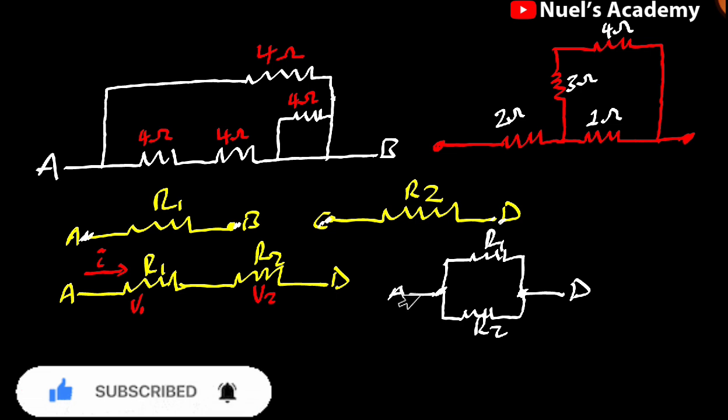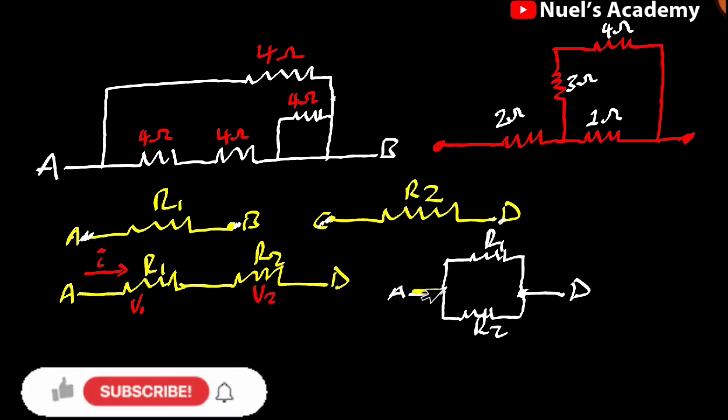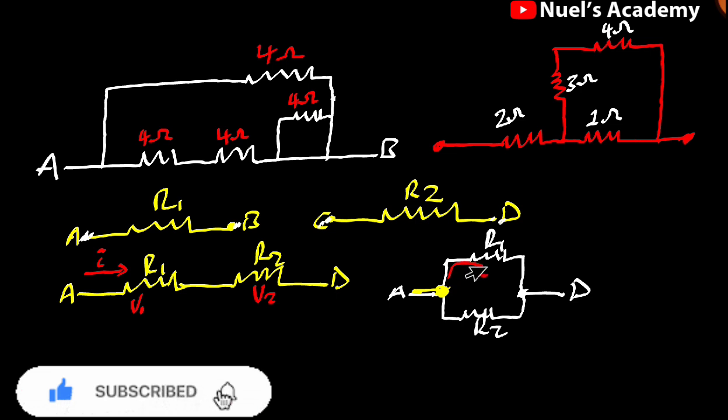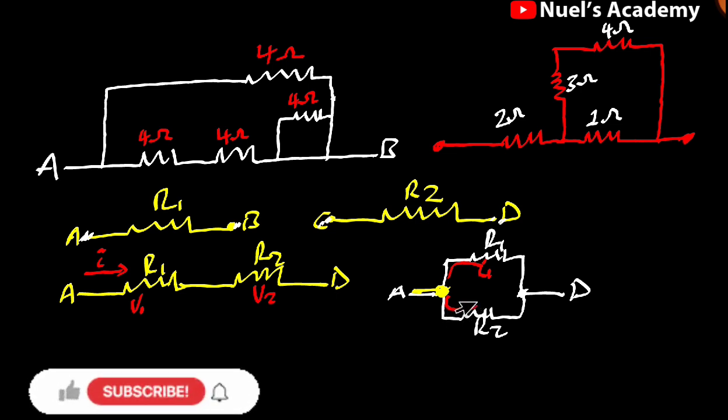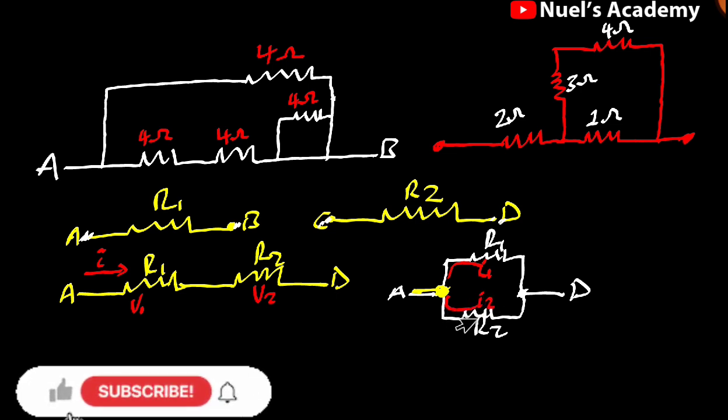Now, notice that when current passes through this line from point A, once it reaches this junction or node, it will split. Part of this current will flow across this first resistor, let me name it I1, and then part of this current will flow through this R2, let me name it I2. Alright, but then the voltage across each resistor is the same.